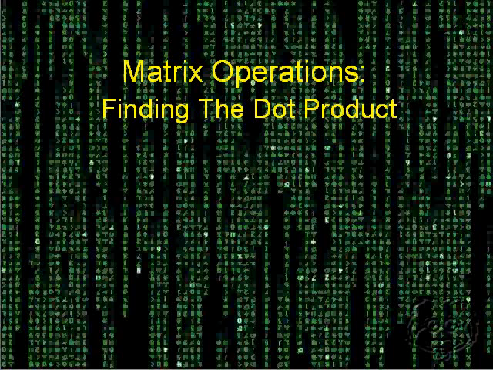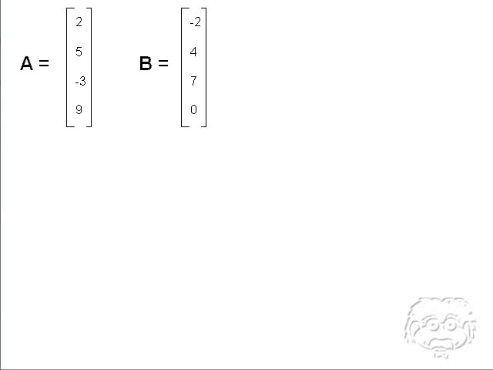When you're working with the dot product, you're working with vectors, and vectors are a specific type of matrix in which there's only one row or one column. Now A and B in this case are both column vectors because they have one column.